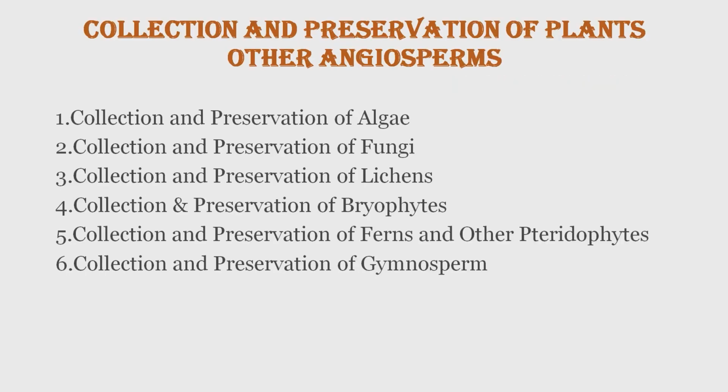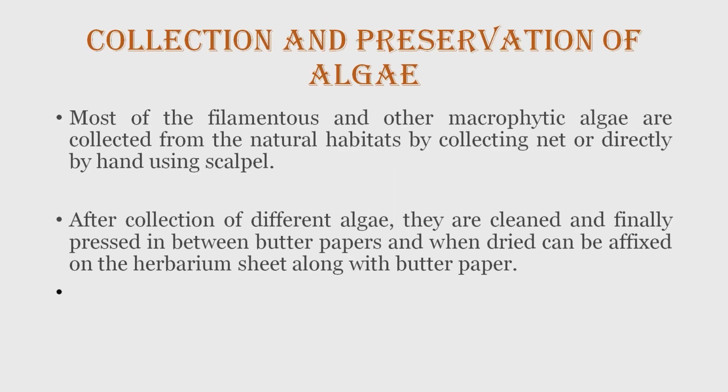So what all things can be preserved or collected apart from angiosperms? You can collect and preserve algae, fungi, lichens, bryophytes, ferns, other types of pteridophytes and gymnosperms. In case of algae, you have filamentous algae and macrophytic algae. They can be collected from the natural habitats, using a net or directly by hand using a scalpel. After collection of different algae, they are cleaned with the water from which they are taken.